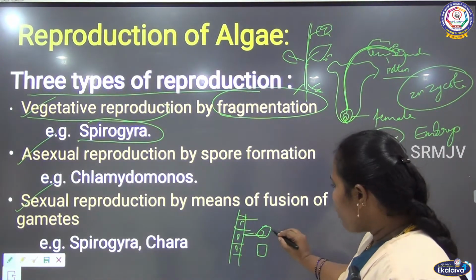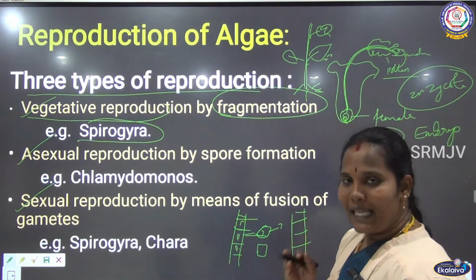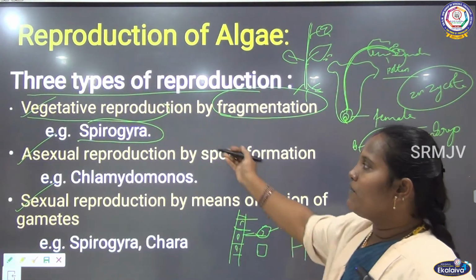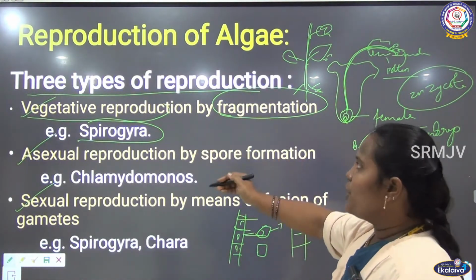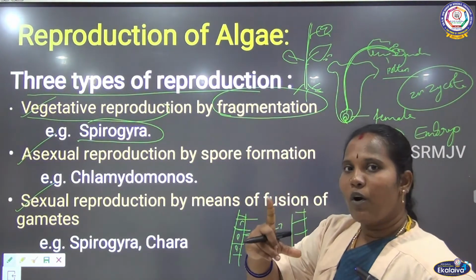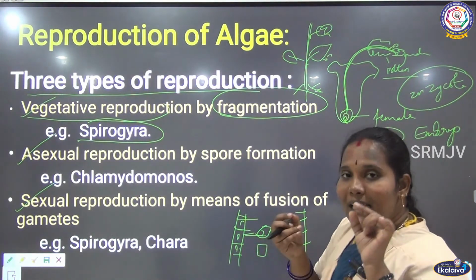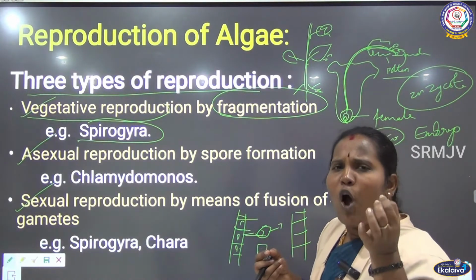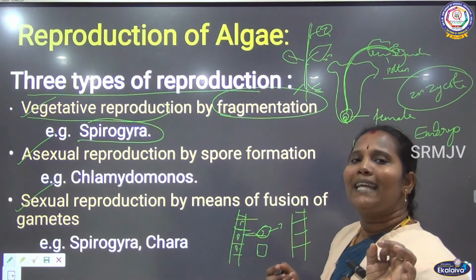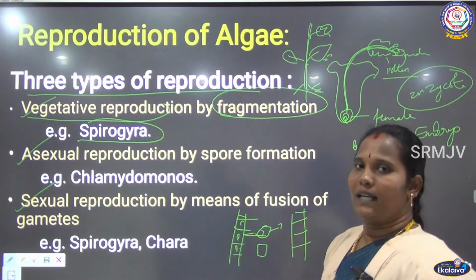Like this, a small piece can make a new filament of the Spirogyra, which is vegetative reproduction of algae. Clear? This is the example. Spirogyra is the example for the vegetative reproduction by the fragmentation process. Fragmentation means the whole body of the plant, the Spirogyra body, is divided into small pieces. This is a small fragment. Each and every fragment can make a new whole organism. That is vegetative reproduction. Clear?